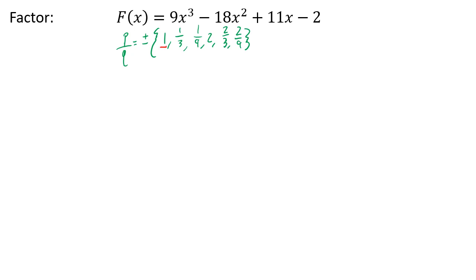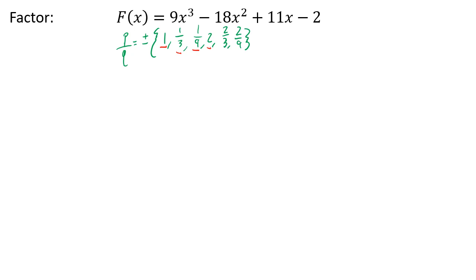Plus positive or -1. Are those zeros? I don't know. Let's check them. Is positive or -1/3 a zero? I don't know. Let's check them. Positive or -1/9. I don't know. And so this really is just a really systematic process. Unfortunately, it can be pretty tedious, but we do have these tricks, right?